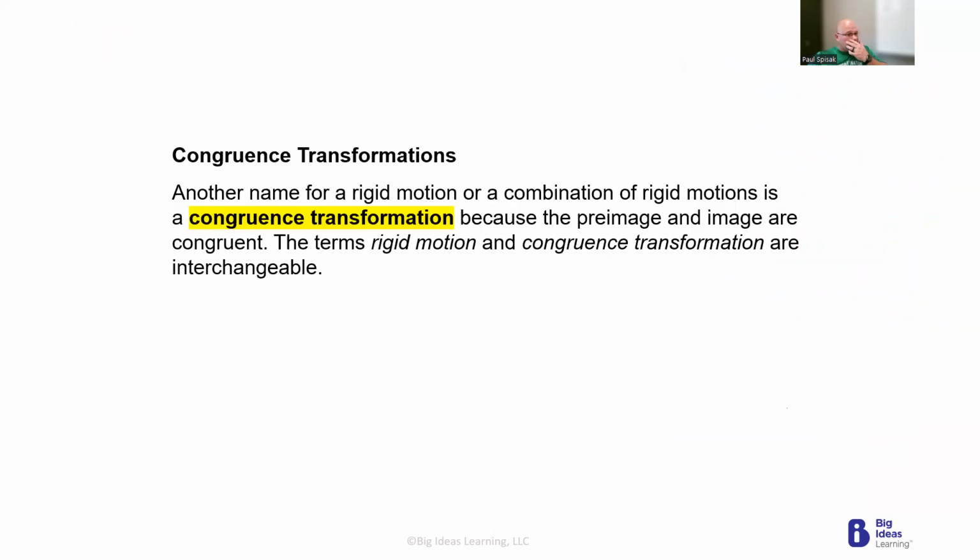Another name for a rigid motion or a combination of rigid motions is a congruence transformation, because the pre-image and image are congruent. The terms rigid motion and congruence transformation are interchangeable. We also learned that in 4.1 about isometry. So three things all mean the same thing: rigid motion, isometry, and congruence transformation.